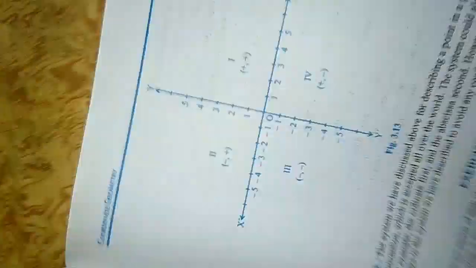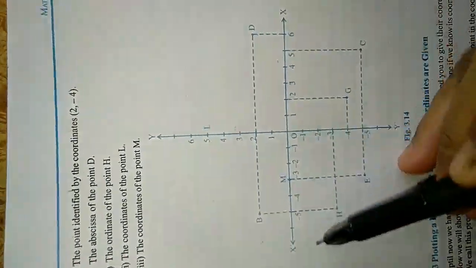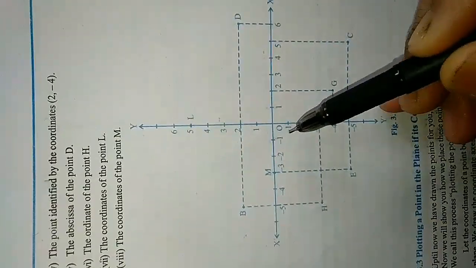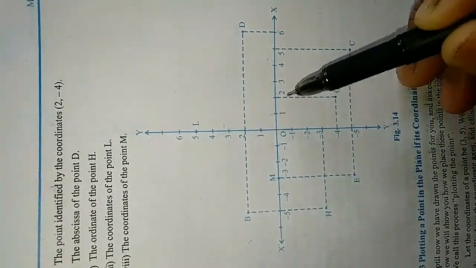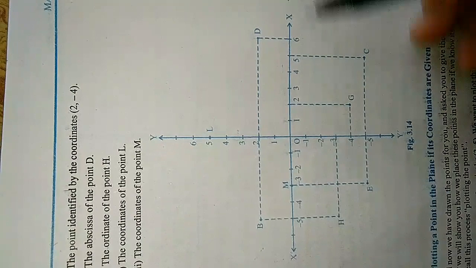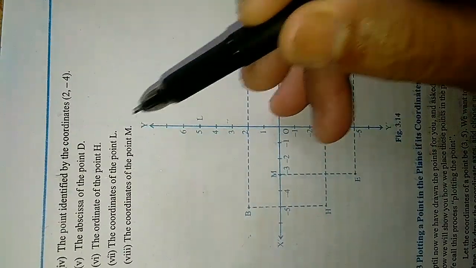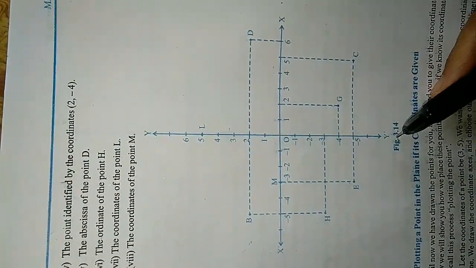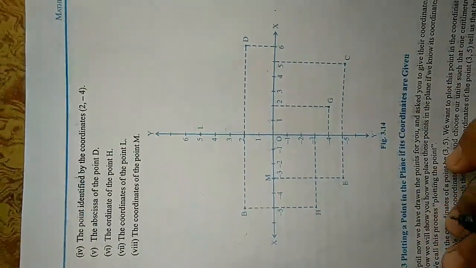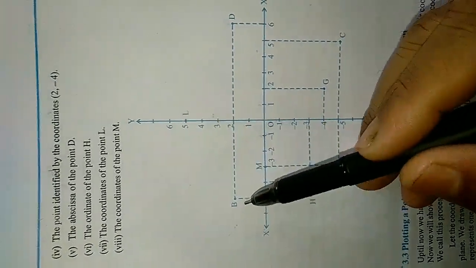Then come to question number 2, where one figure is given, and after that we will find the answers. In the figure you see the two axes, x-axis and y-axis, intersect each other at O and are named as I have just discussed: 1, 2, 3, 4 on the right side, -1, -2, -3, -4 on the left side, +1, +2, +3, +4 on the upper side, and -1, -2, -3, -4 on the downside. Now we will find the answers to the questions one by one. The first question is the coordinate of B. Where is B? B is here.